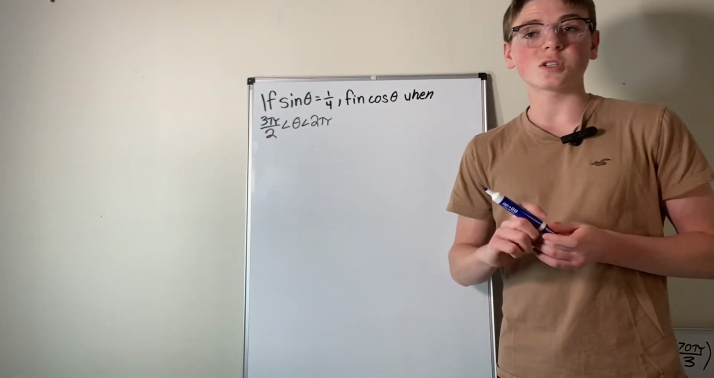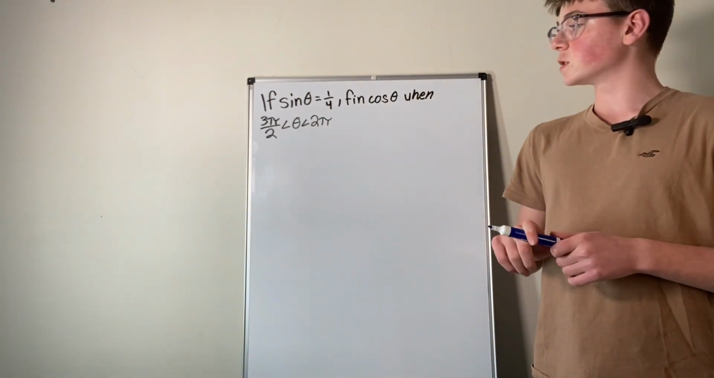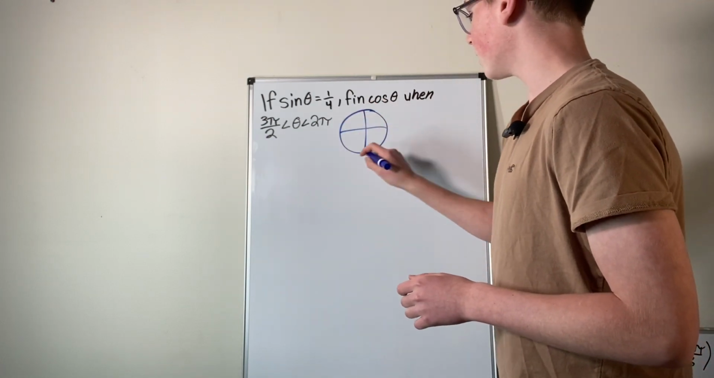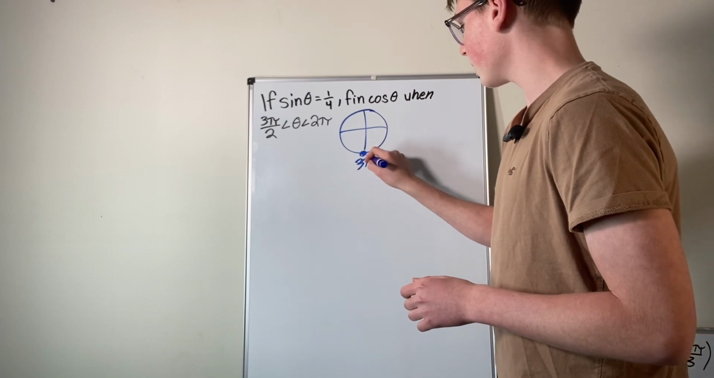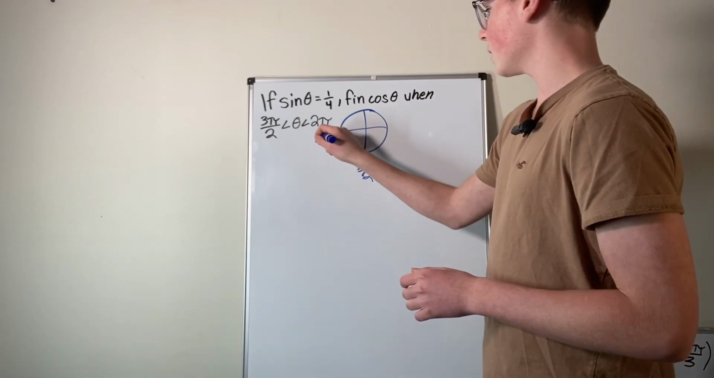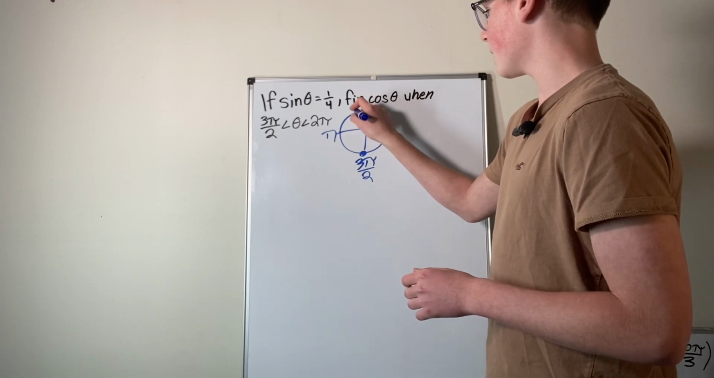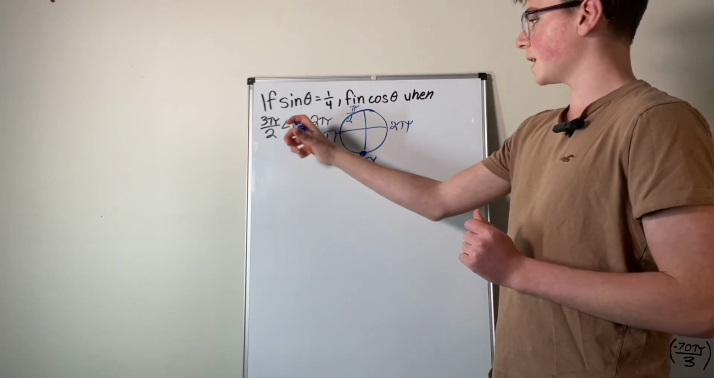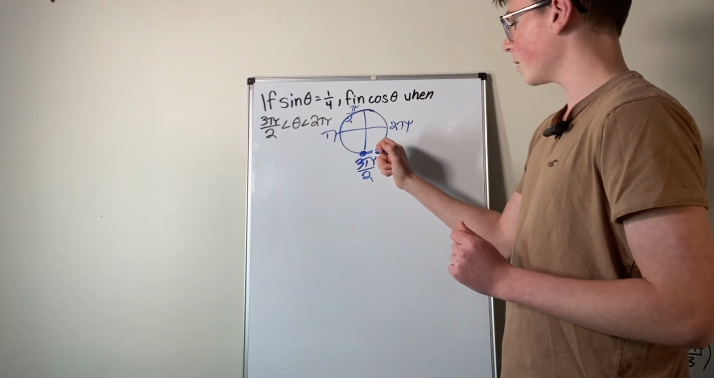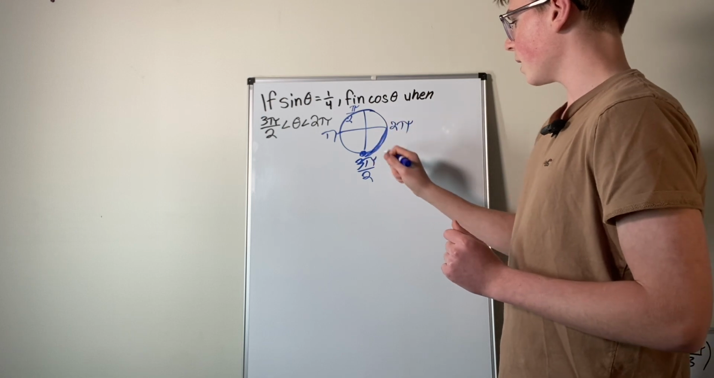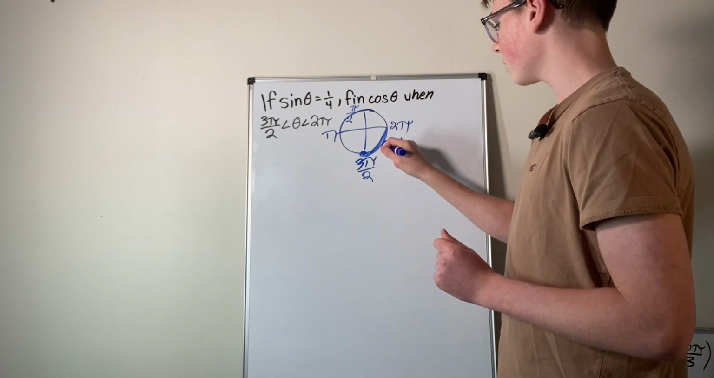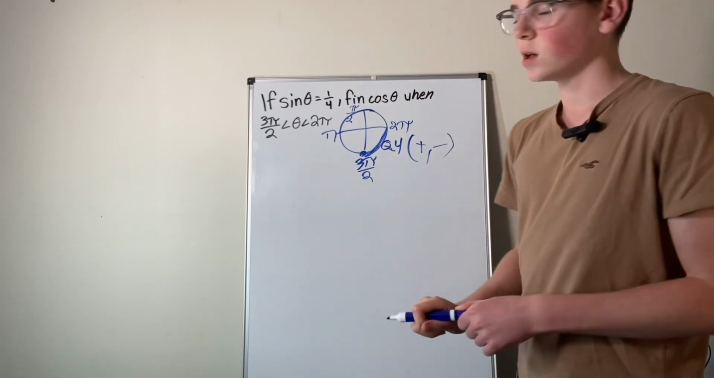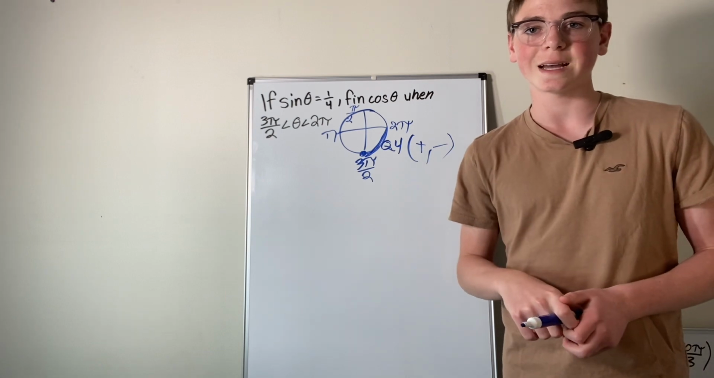So first, let's just find what quadrant this is in. 3 pi over 2 to 2 pi. Well, if we think about our unit circle, this point down here is 3 pi over 2. This is pi over 2, and this is 2 pi. Well, if we're saying 3 pi over 2 to 2 pi, it is right here. And this quadrant is quadrant 4, where cosine is positive and sine is negative. So we got that out of the way. Cosine is positive and sine is negative.